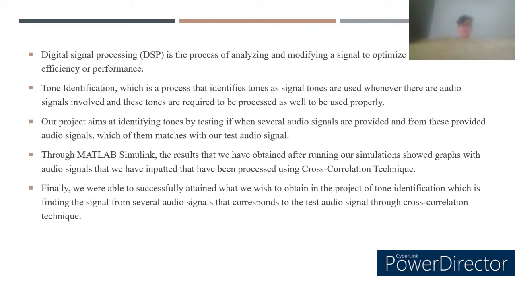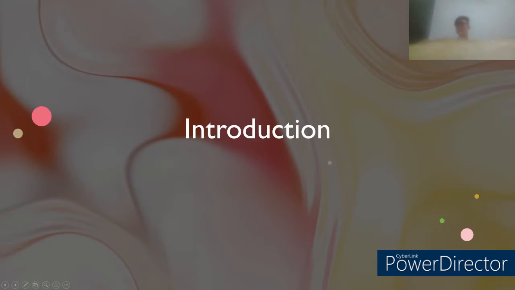Through MATLAB simulating software and modeling, the results that we have obtained after running our simulations showed graphs with audio signals that we have inputted that have been processed using cross-correlation technique. In the end, we have successfully attained what we wish to obtain in the project of tone identification, which is finding the signal from several audio signal sources that corresponds to the test audio signal through cross-correlation technique.